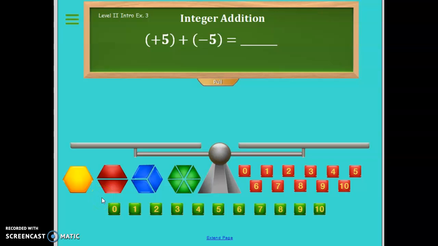Now let's look at this one. If positive 5 and negative 5 go together, they kind of cancel each other out, right? They kind of wipe each other out. And so a positive 5 and a negative 5 is going to give you a 0.